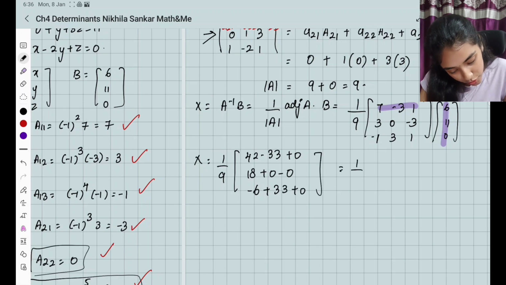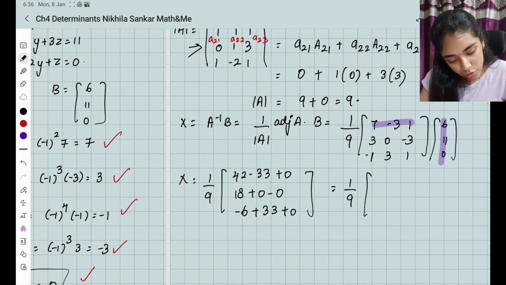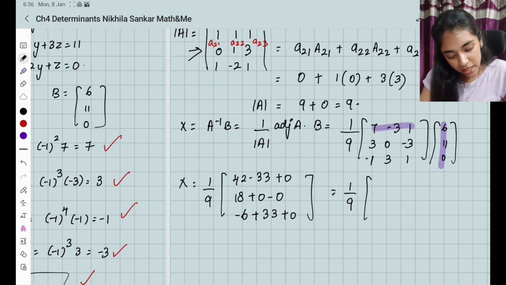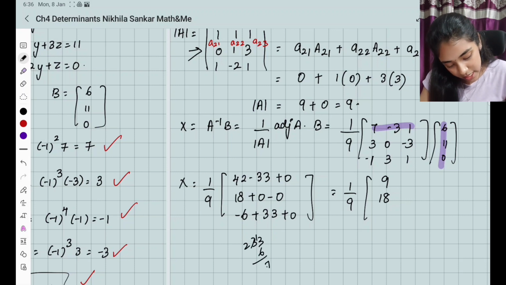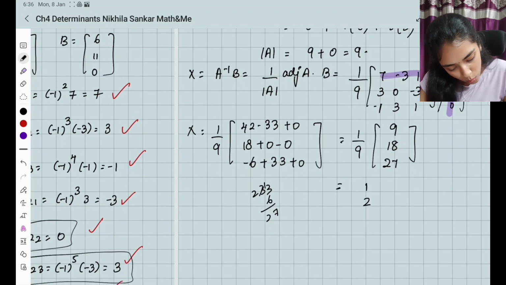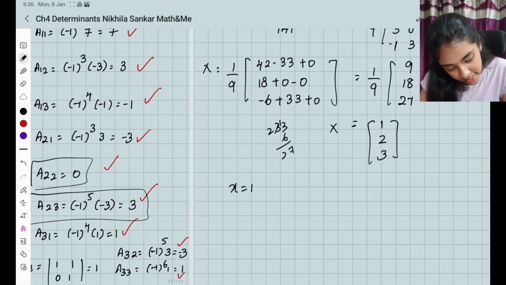Now what is the total going to be? 1 by 9 times, 42 minus 33 is going to be 9. 18 minus 0 is going to be 18. 33 minus 6 is going to be 27. So 27 when you divide by 9, you are going to have 1, 2 and 3. So this is going to be the X matrix. So from this you have X equals 1, Y equals 2 and Z equals 3.